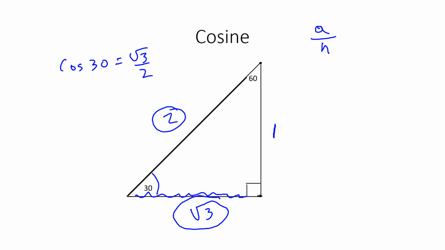So let's say we wanted the cosine of 60 degrees. So here's our angle 60. This is the adjacent side for 60. So that would be 1 for our adjacent side. And our hypotenuse is 2. So cosine of 60 is 1/2.